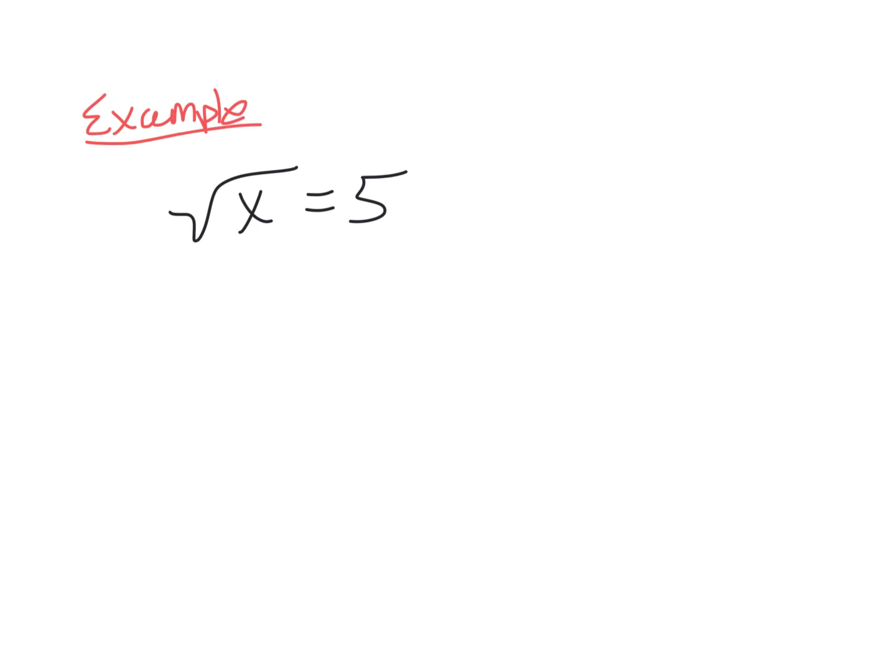Okay, let's also recall that when we have an equation like this, where we have the square root of x equals 5, the way that we solve for x, the inverse of the square root, is to square. So we would square both sides, and we would see that x equals 25, okay?